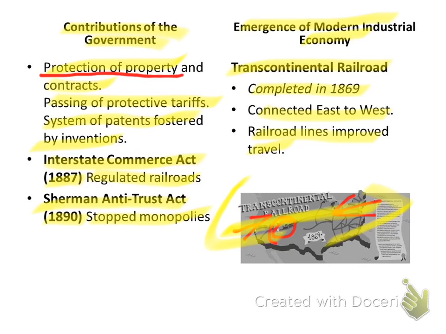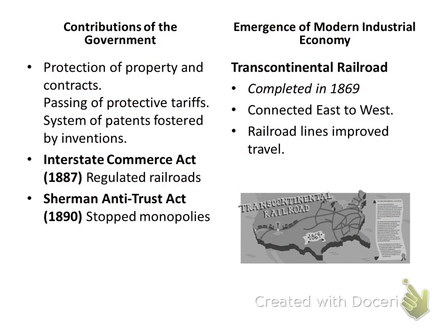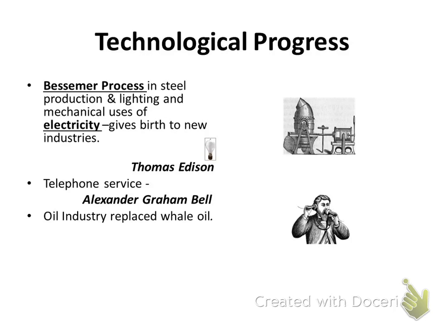And as a businessman, time is money. The longer it takes me to get my goods to market, the longer it takes a salesman to get out in the field to sell and back to me, the less money I'm going to make. So the Transcontinental Railroad connected east to west, and then eventually you're going to see all of the country connected by rail, which again means quicker, faster travel, which means money is saved.